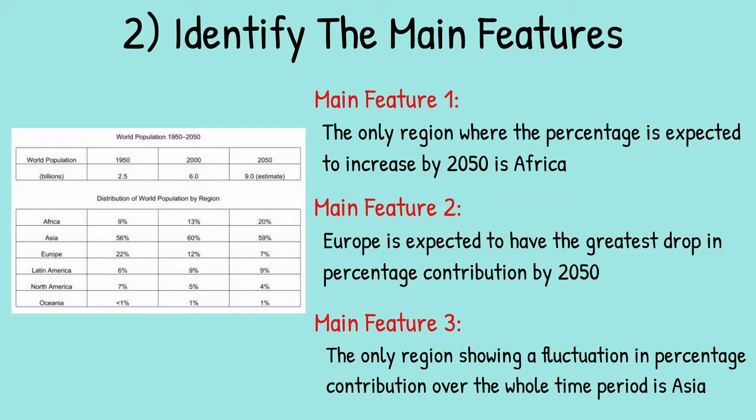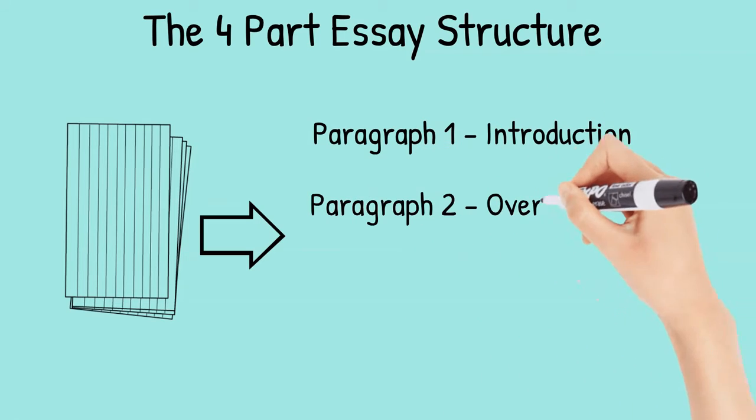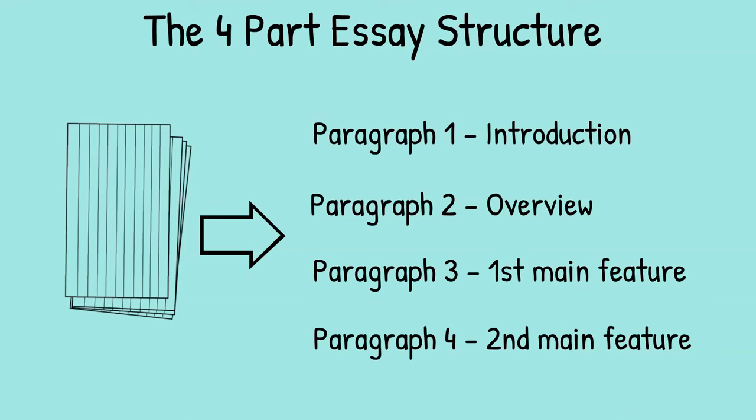The key features you select will be the starting point for your essay. You will then go on to add more detail later. However, with just 20 minutes allowed for task 1 and a requirement of only 150 words, you won't be able to include many details. We are now ready to begin writing our essay. Here's a reminder of the 4-part structure we are going to use. Paragraph 1, Introduction. Paragraph 2, Overview. Paragraph 3, First main feature. And paragraph 4, Second main feature.